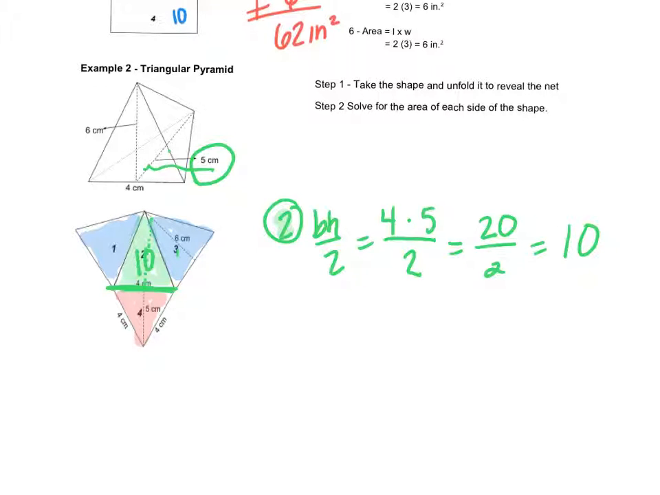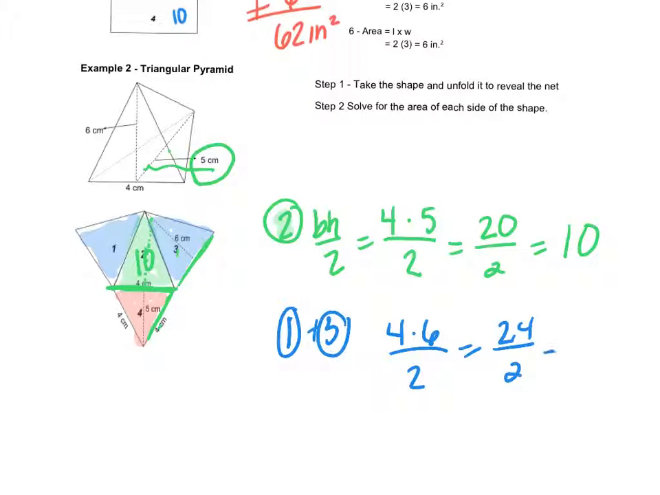So this piece right here is 10, okay? So now we're going to do the blue. The blue are the same, okay? Based on this, if this is 4, then this is 4 right there because they would fold up next to each other, okay? So we're going to say triangles 1 and 3 are base of 4, height of 6, divided by 2. So they are each 24 divided by 2, which is 12.